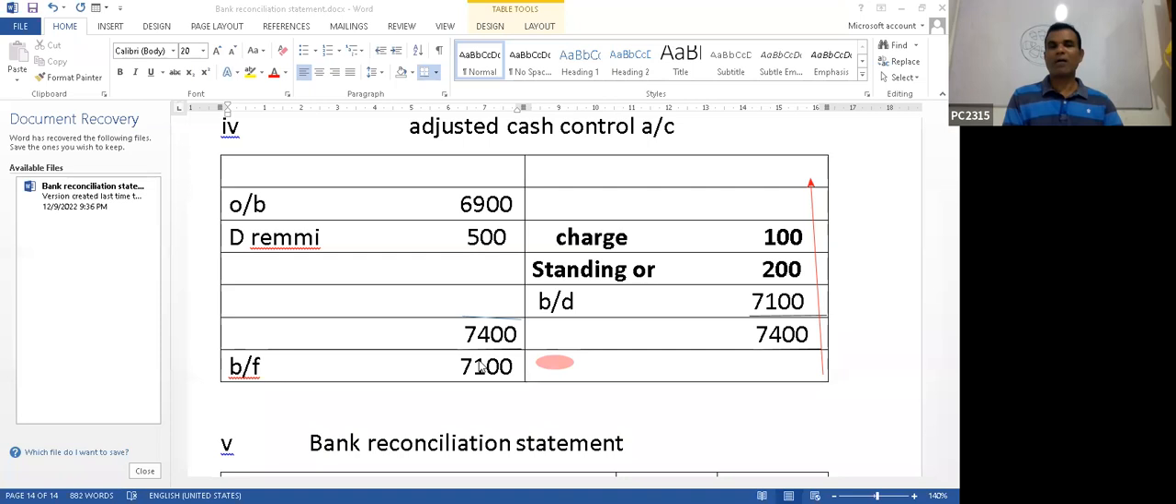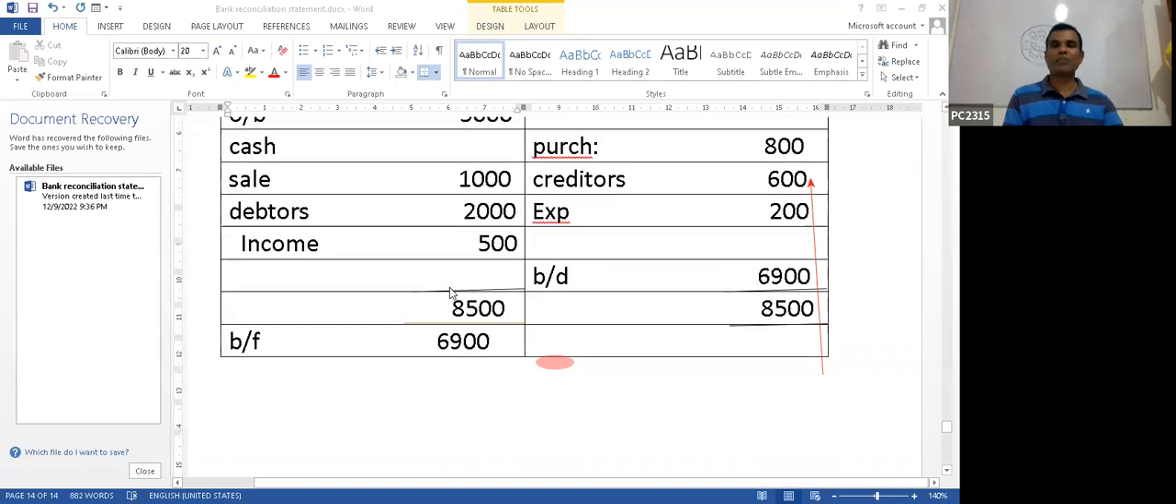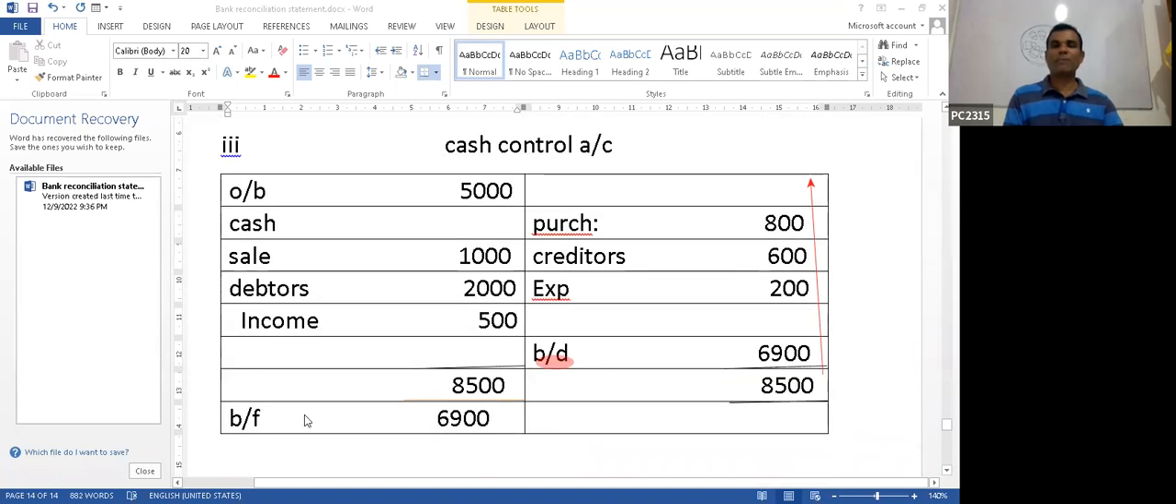Before adjustment, after adjustment. This is what was in the cash book before we adjusted, in the cash control. Then you have to tally now. 8,500, 8,500. Make a total of 8,500. Now the difference should be the bank opening balance of the cash control account.